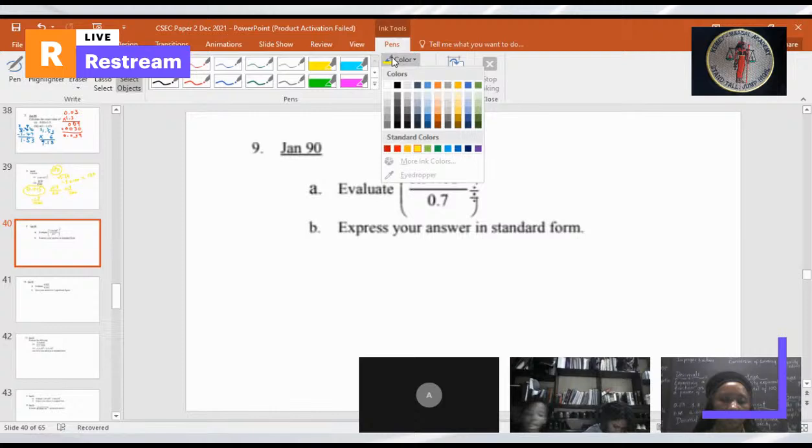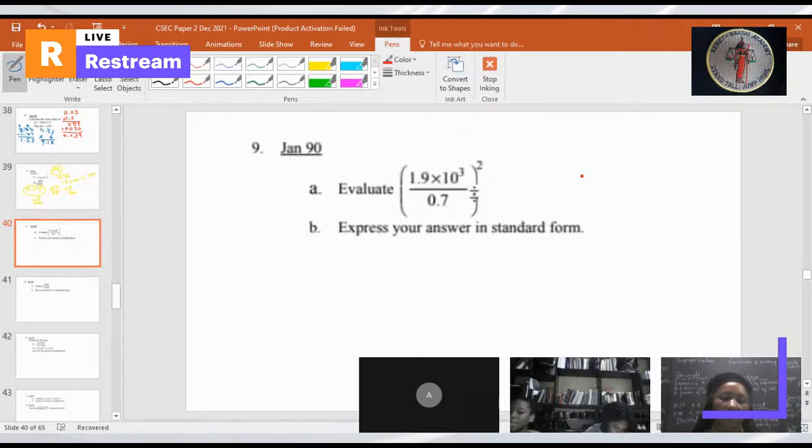Evaluate. Express your answer in standard form. Okay, so this is A first. You can use your calculator, Amari. So, miss, 1.9 times 10 to the third power, that is 1,900. For the whole operation, you get 1,900? No, miss, just for the 1.9 times 10 to the third power.